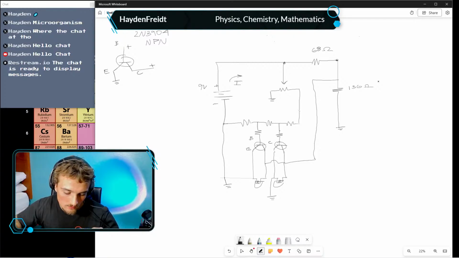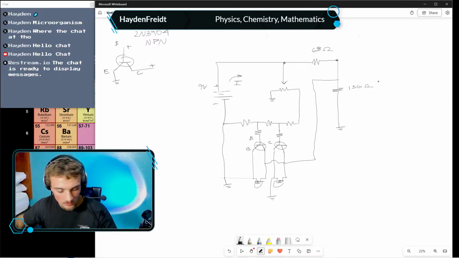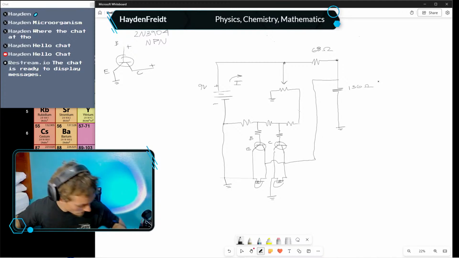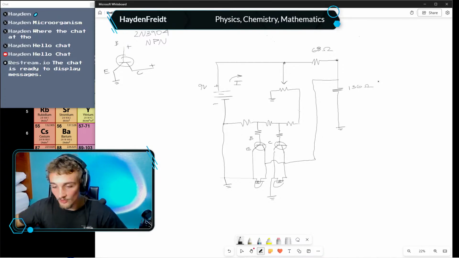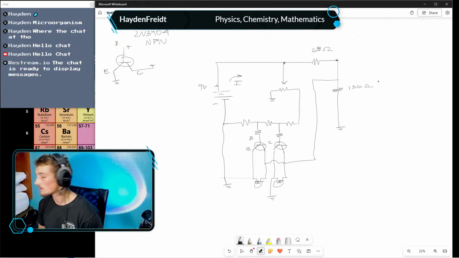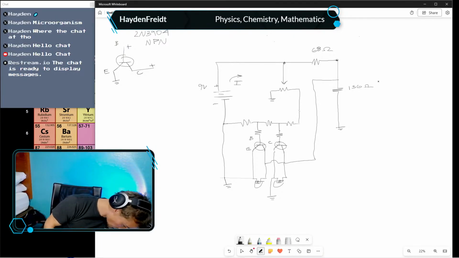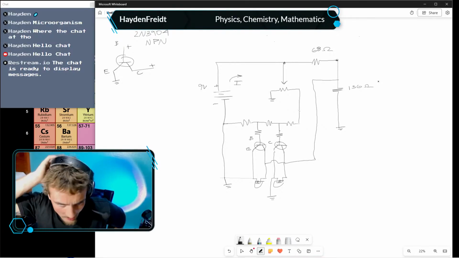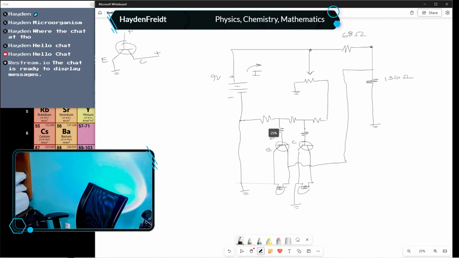I don't know what some of these values are. I think that's 47, that'd be 470 ohms. 470 ohms. I need to find my multimeter. Oh, I don't know where it is. I'll be right back. Good. Just working on the circuit.